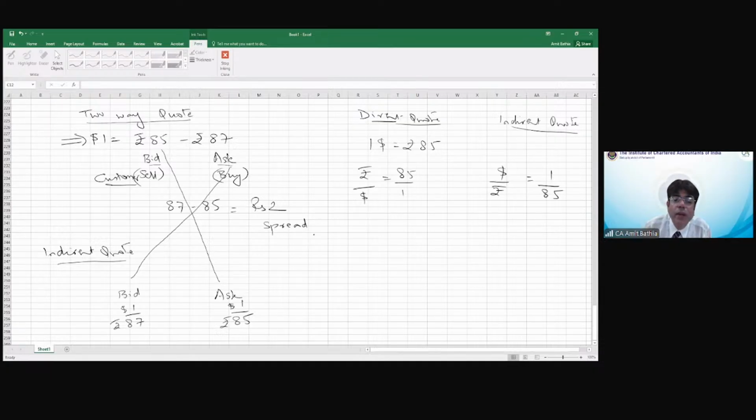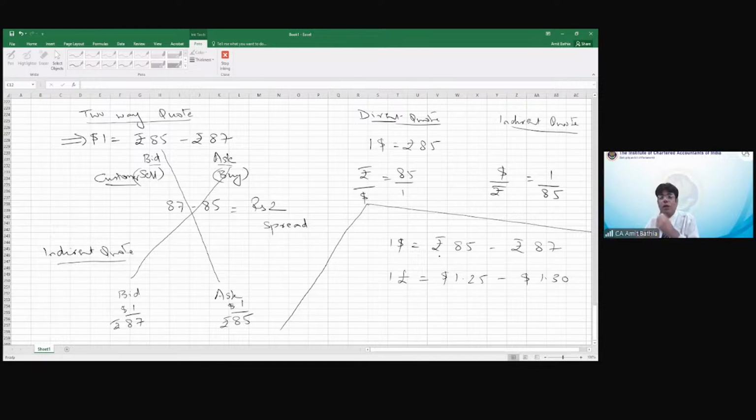Now, let's take one example where I want to convert. These are the quotations which are available right now. So I am told ₹85, ₹87. 1 pound is equal to $1.25, $1.30. Okay, all right. This is my fresh question. The two-way quotes given to us are: $1 is rupees 85 to 87, and 1 pound is $1.25 to $1.30.